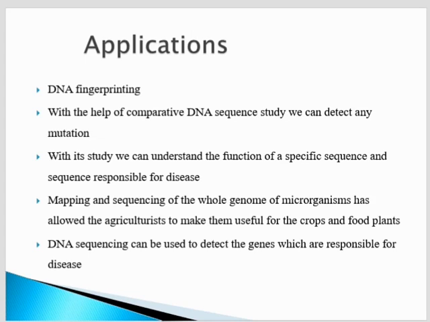Applications of DNA sequencing are very helpful in DNA fingerprinting. With the help of comparative DNA sequence study, we can detect any mutation. With its study, we can understand the function of a specific sequence and the sequence responsible for disease. Mapping and sequencing of the whole genome of an organism has allowed agriculturists to make improvements useful for the crop and food plant. DNA sequencing can be used to detect the genes which are responsible for disease.